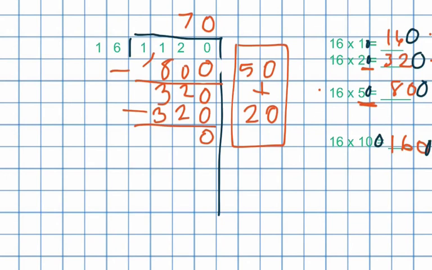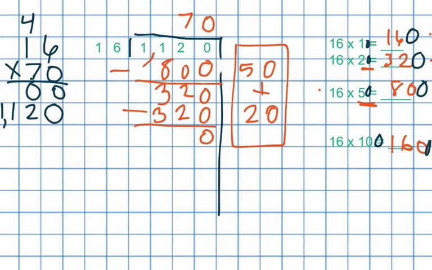I can check my answer by using multiplication. I'm going to simply multiply 16 times 70. 0 times 6 is 0. 0 times 1 is 0. Come to the next row. I put my placeholder 0 because now I'm going to be multiplying the 7. 7 times 6 is 42. Write my 2 down here. Carry my 4. 1 times 7 is 7 plus 4 would be 11.